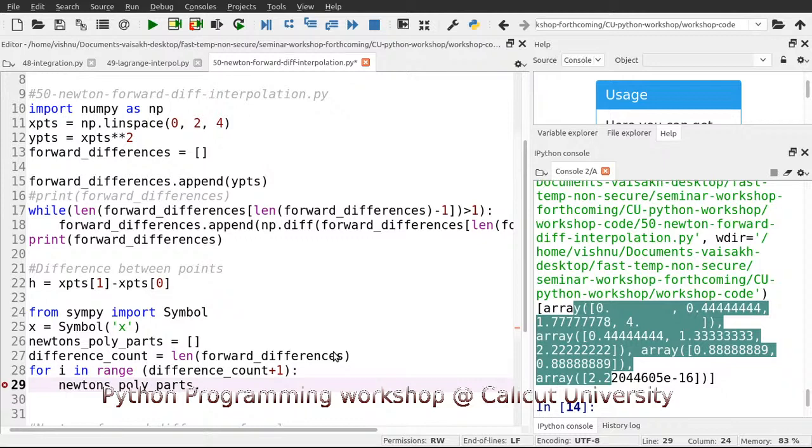This is nothing but, if you remember combinatorics, the combinations, NCR or NPR. NPR essentially means n into n minus 1 into n minus 2 into etc. up to n minus r plus 1, divided by 1, 2, 3, etc. up to r.